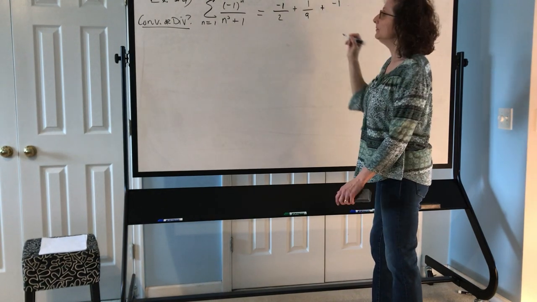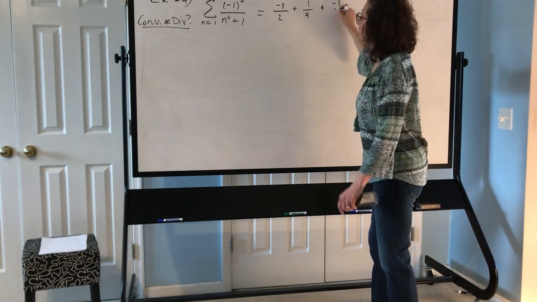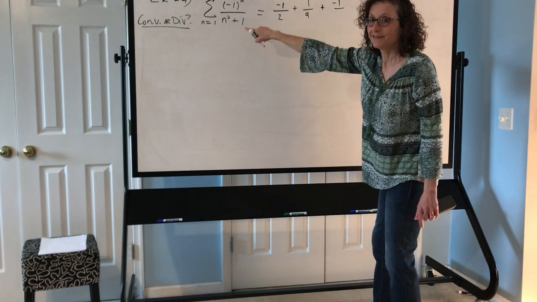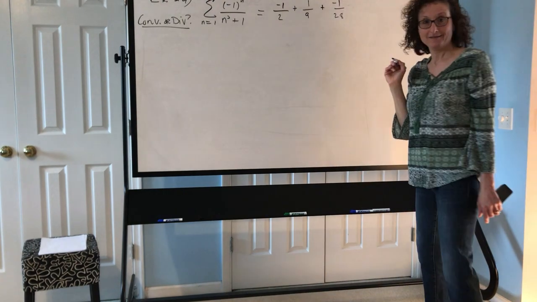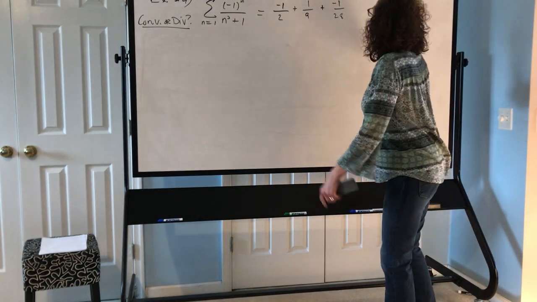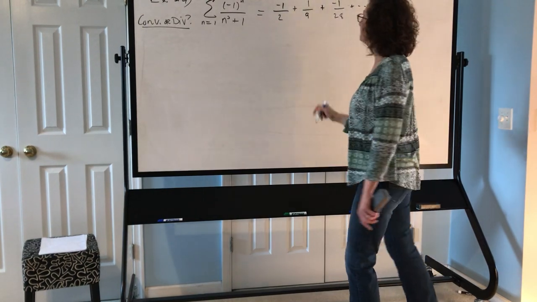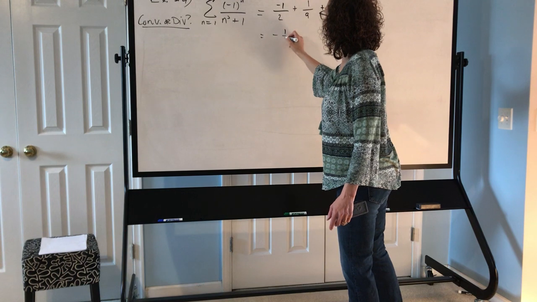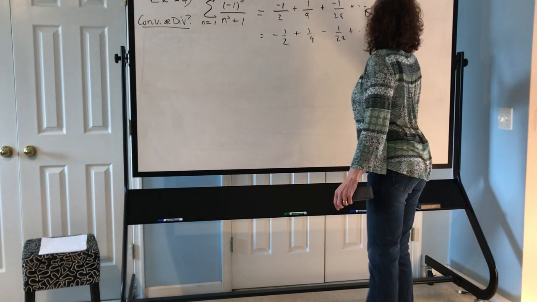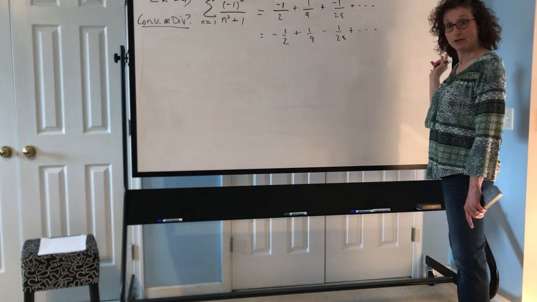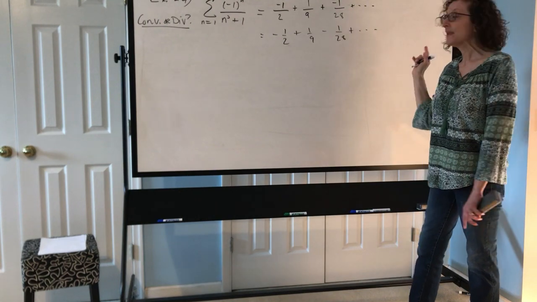Plus a negative 1, divided by 3 cubed, 27, plus 1 is 28. Are we good? And so it just keeps on going. Now we could rewrite this as minus a half plus a ninth minus 1 over 28 plus, and so on. So this is also called an alternating series, because it alternates sign.